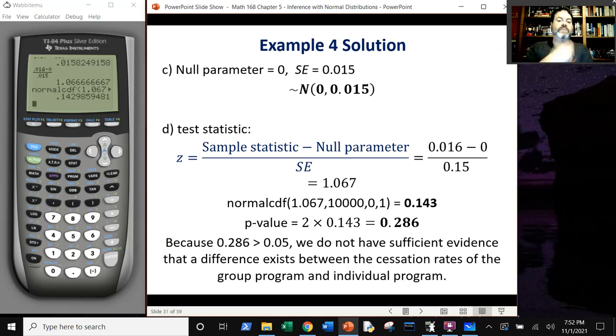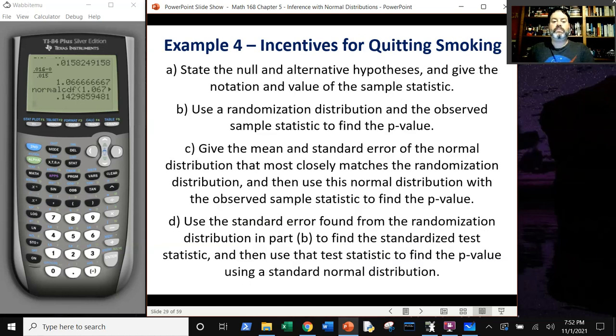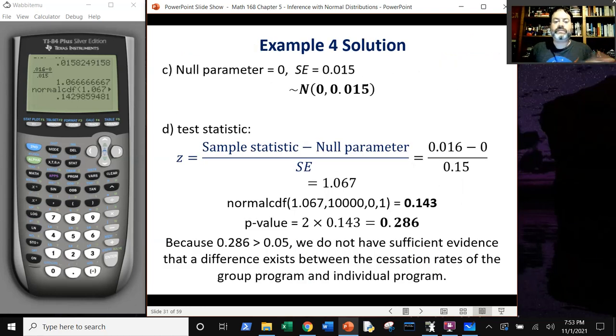Now, we have to compare it to alpha. So we were given, in the original problem, part D, use the standard error found from the randomization distribution to find the standardized test statistic, and use that test statistic to find the p-value. And we already did all that, but notice that we want to continue on and reject the null hypothesis or do not reject. And that's what I did at the bottom. That's sort of a follow-up question. So because we have a large p-value, that does not give us sufficient evidence to reject the null, so we cannot conclude a difference exists between the quitting rates of the group program and the individual program.